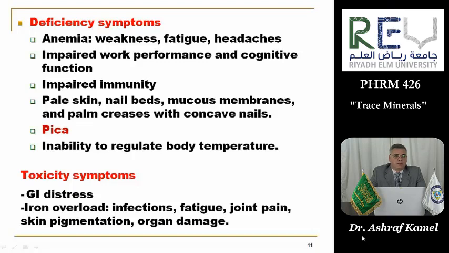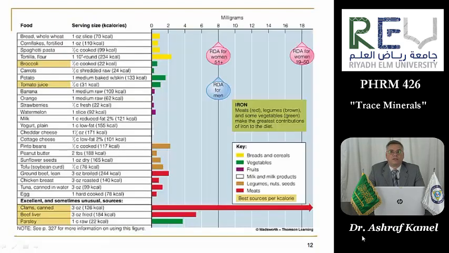Toxicity of iron leads to GIT stress, iron overload, which is stored in the liver and can lead to liver malfunction. It gives fatigue. It can lead to infections due to depressed immunity, joint pains, and skin pigmentation, and finally organ damage like liver damage.